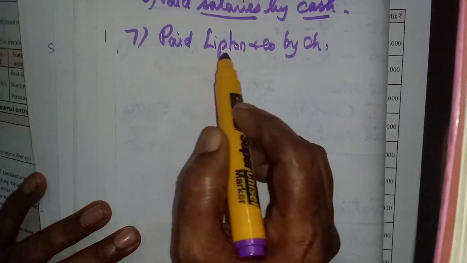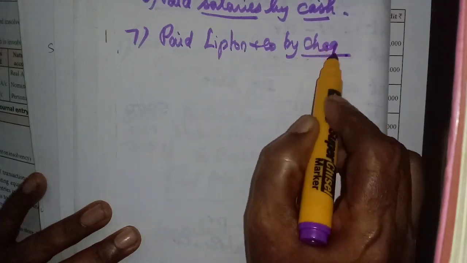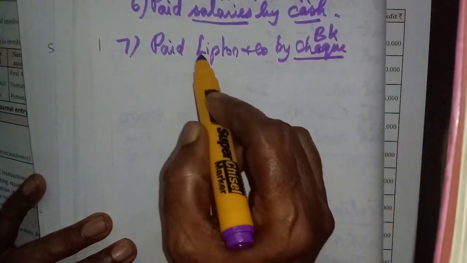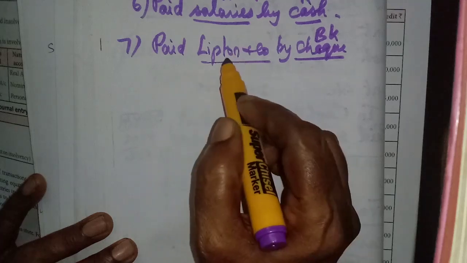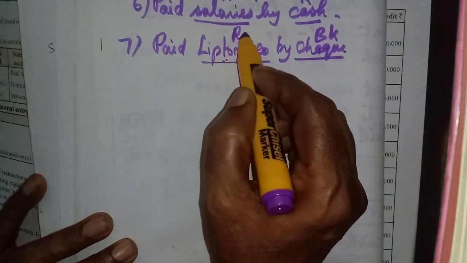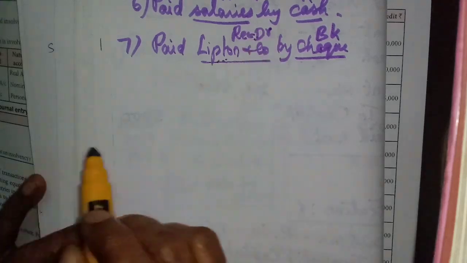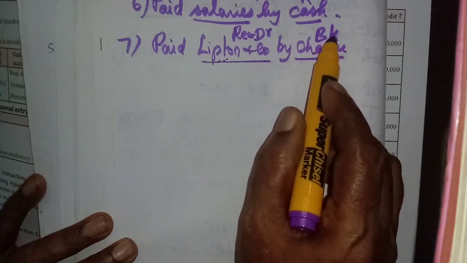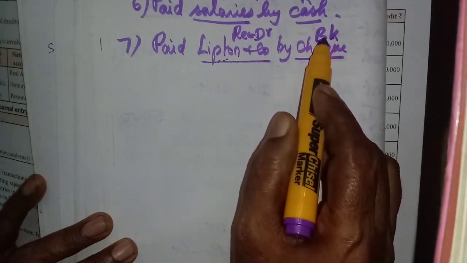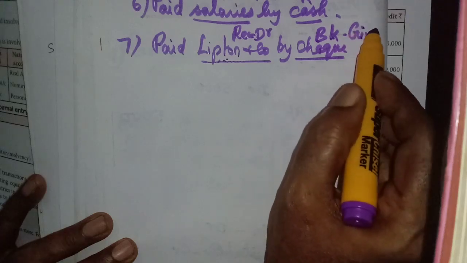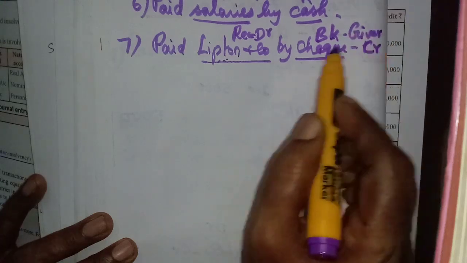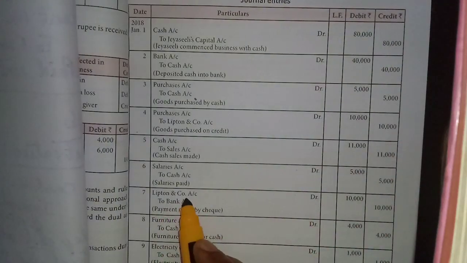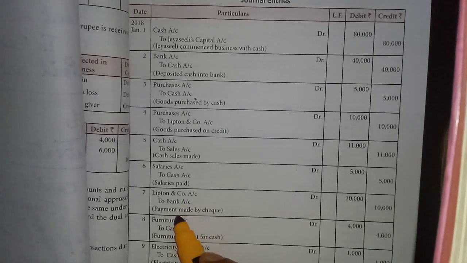So here one is check. Check means, who will pay? The bank. So bank is the account. Here Lipton and Co is a personal account. Debit the receiver. He is receiving, so we should debit. Here by check, who will pay that? This one is also the bank account, also a personal account. Credit the giver. The bank has to give, giver, so we should credit. So Lipton and Co account debtor to bank account.